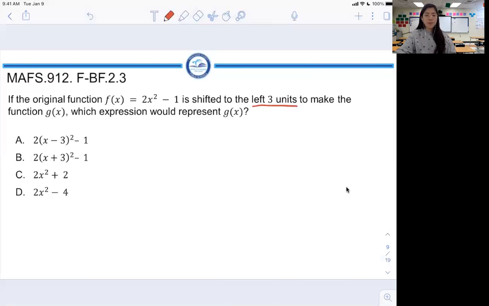But they're all not sure, so if you think something different, speak up. Okay, so let's review. Left 3 units, is that horizontal or vertical? Horizontal, good. That's horizontal. Oops, horizontal. And horizontal, is that inside the parentheses or outside the parentheses?